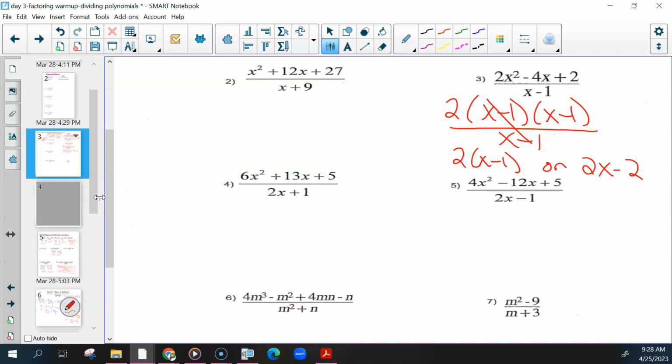Four, do we have a GCF we can pull out of the top, the numerator? No. So in this one, you're multiplying 6 and 5, looking for two numbers that multiply to be 30 but add to be 13. Ten and three works in this one.